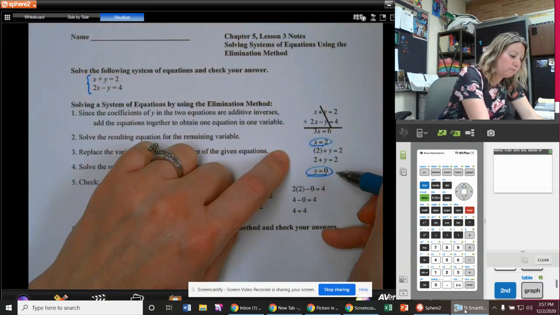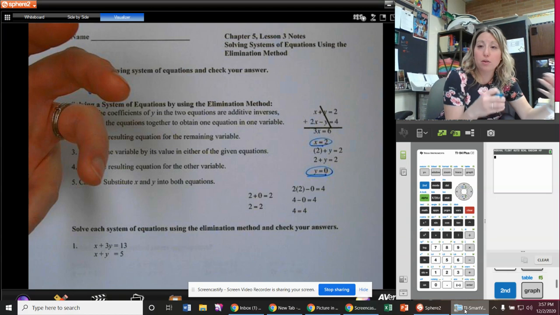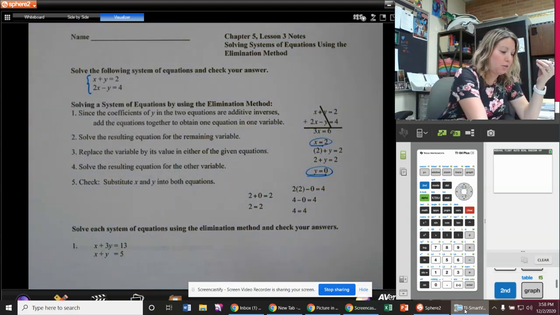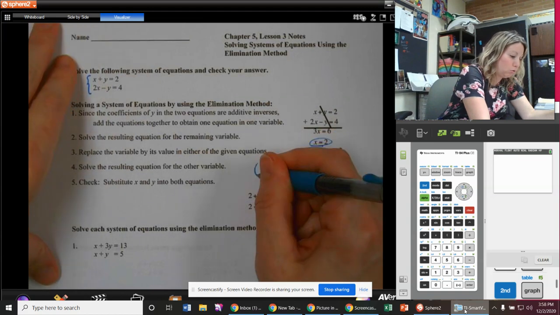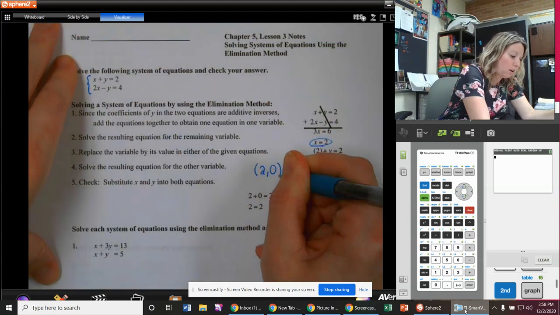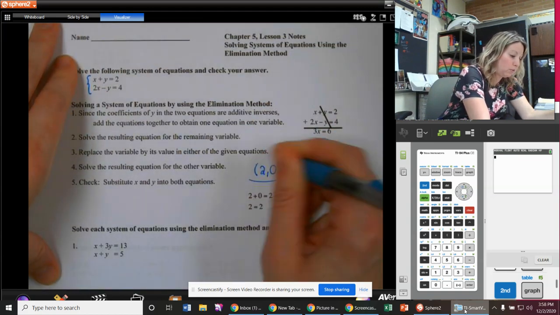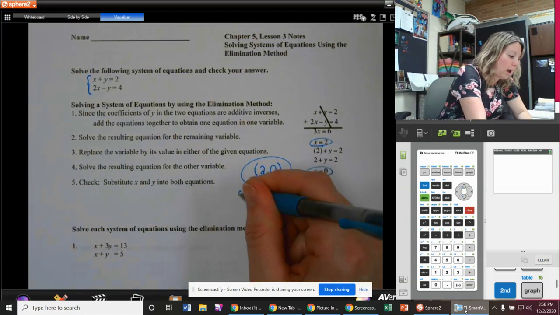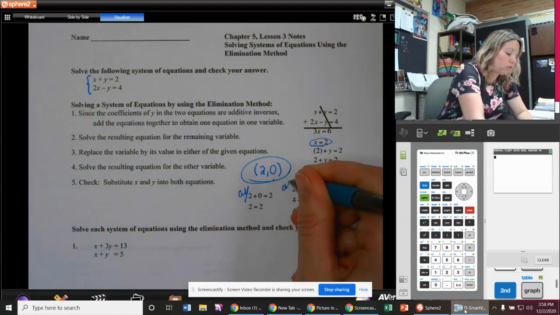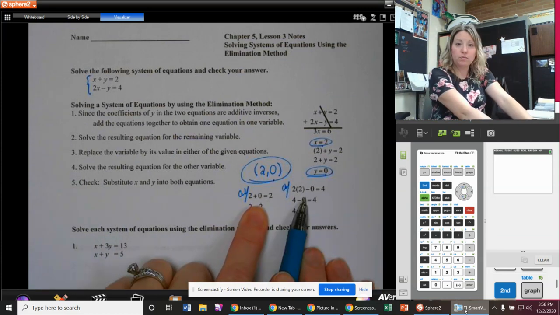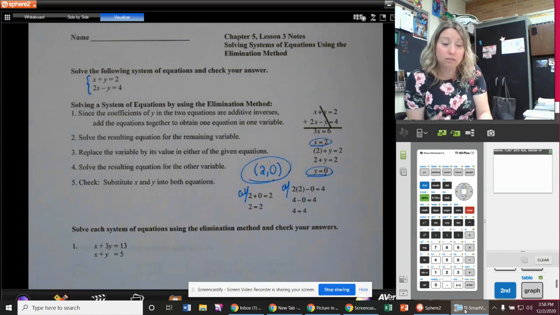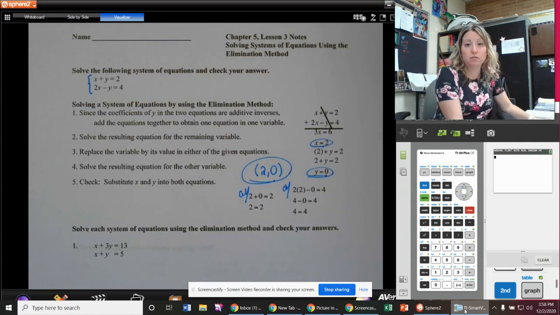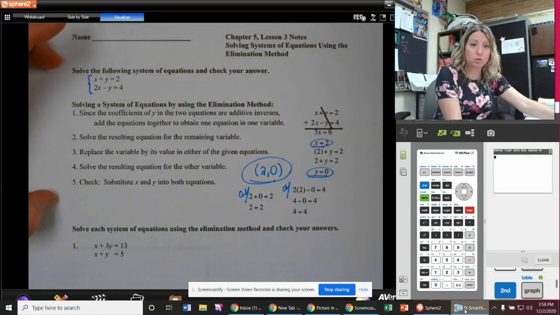We still are finding the point where these two lines would meet. If I were to graph these two lines, the point they'd meet is (2, 0), comma between, parentheses around. That's my answer. Now I do go back and I check in both original equations. So we're going to do that process again. A few examples together, okay? But this is the procedure we'll use each time.